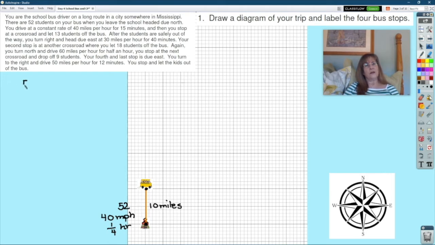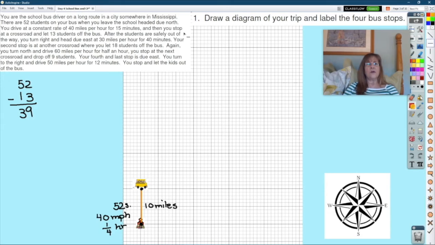And I'm going to keep a log here. We started with 52 students. Now it says that we let 13 students off the bus. So I'm going to subtract 13 to see how many students are still on the bus. So we have, let's see, 9 and 3. So there's 39 students left on the bus. So let's go to the next step. It says now we stopped at the crossroad and we let 13 students off the bus. So now we have 39 students.